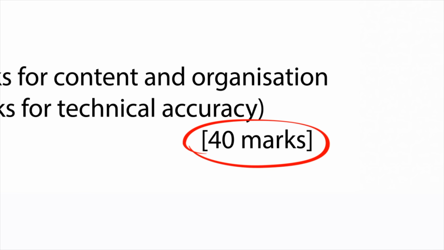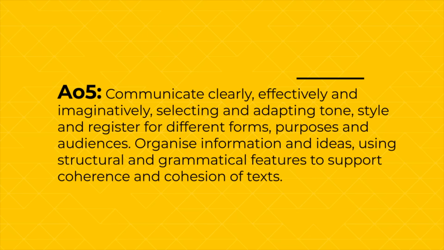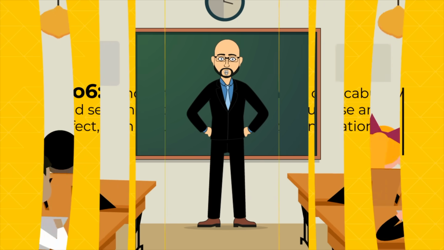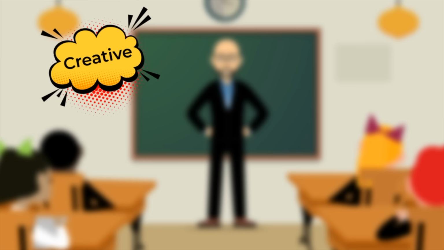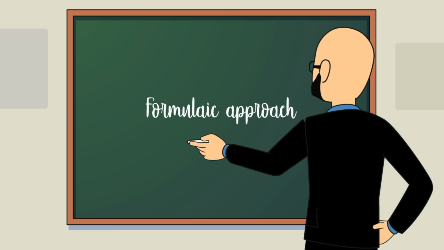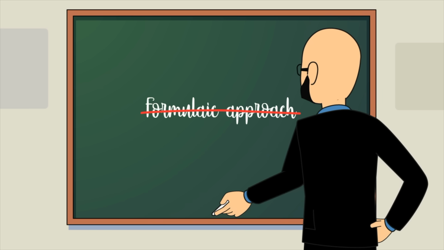That's half the marks of the entire paper being awarded for just one question, with up to 24 marks available for AO5 and up to 16 marks available for AO6. Now, the key thing about this question is that it's your chance to be creative and original, and the exam board don't want to see tons of answers which follow a formulaic approach, so I don't want to give too many of those formulaic ideas in this video.